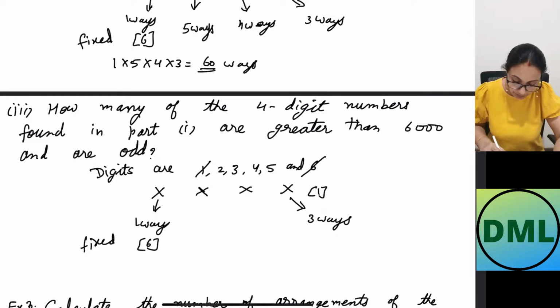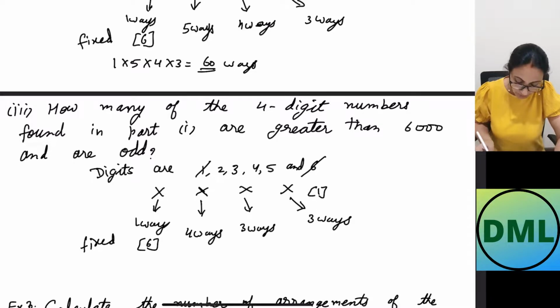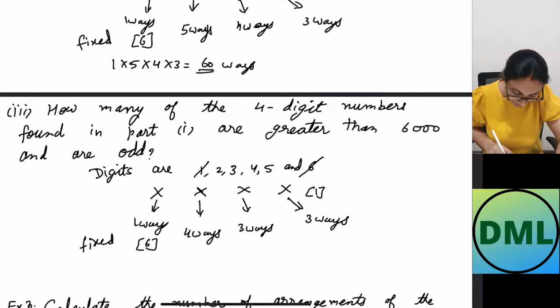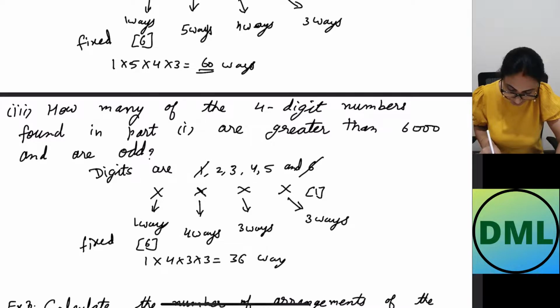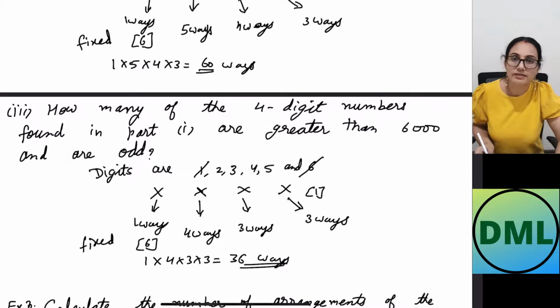So the numbers available with us are 2, 3, 4 and 5. Now to fill this place we have 4 ways to do it. Now to fill this place we have 3 ways to do it. So the total number of ways are given by 1 cross 4 cross 3 cross 3, which equals 36 ways. Let's see one more example.